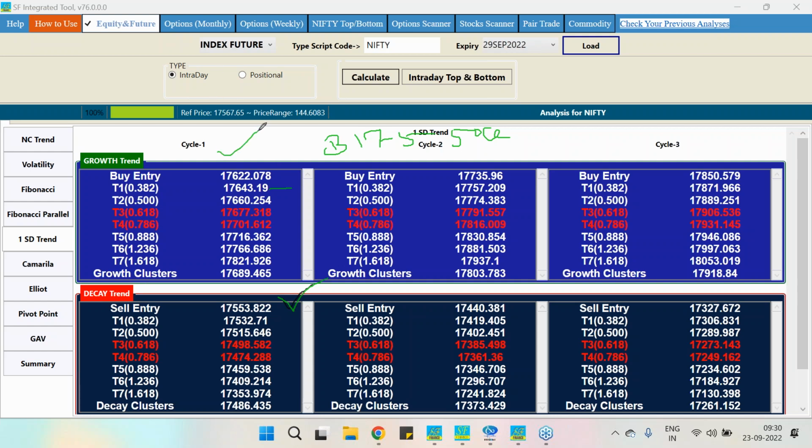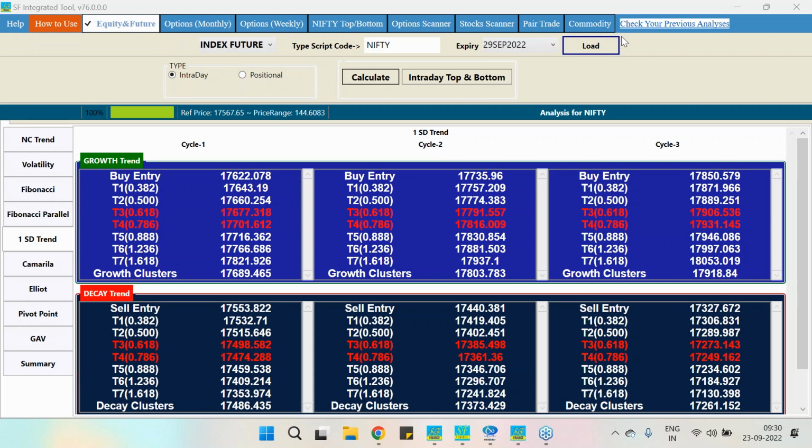Suppose you are buying at 17,622, your stop loss should be 17,533. It must be hedged with the 17,600 put option. So a buying trade must be hedged with a put option purchase, and a selling trade of NIFTY future should be hedged with one call option purchase. This is the simplest hedging technique.